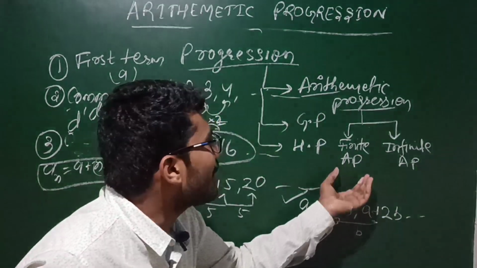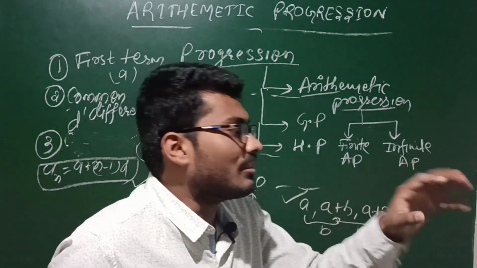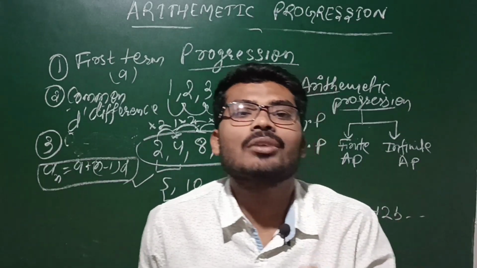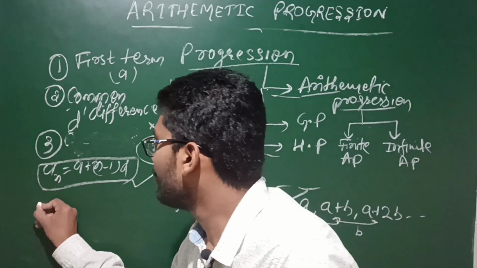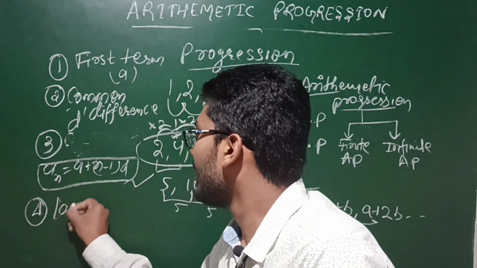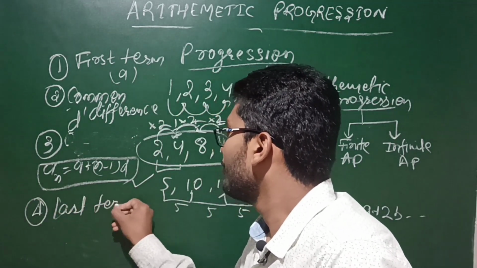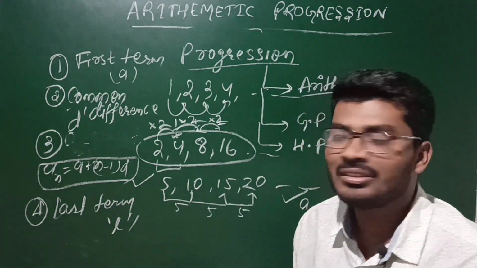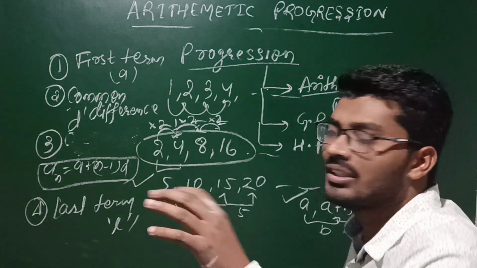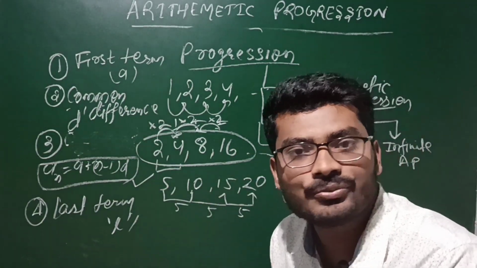In the case of finite AP, we can find the last term, and the last term of a finite AP can be represented by L. So it shows that the number of terms in the AP is finite.